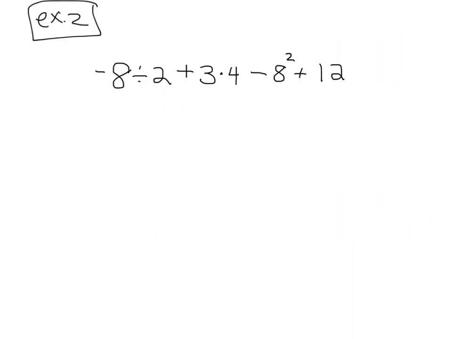This is an example for you to try on your own. Pause the video and simplify the expression. Notice that there are no grouping symbols in this expression, so my first step is going to be to simplify the exponent. The exponent here is going to be 8 squared, which is just 8 times 8. And we all know 8 times 8 is 64.